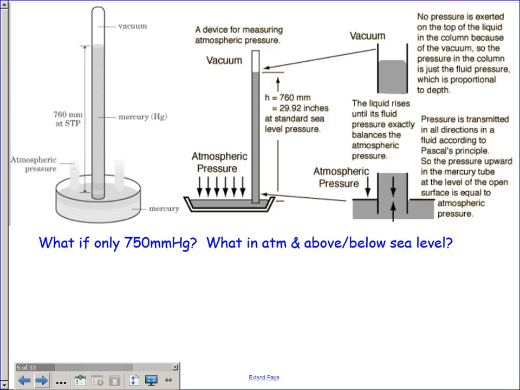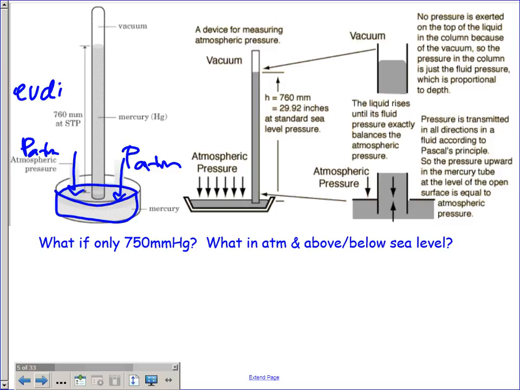Atmospheric pressure is everywhere. So if I have water in a beaker, and I have atmospheric pressure out here, atmospheric pressure is going to be pushing down on the water. This actually says mercury, but I'm going to use my water example first. This is a eudiometer tube, and let's say there's water in it. If I have water in it and a vacuum at the top, there's a space at the top.